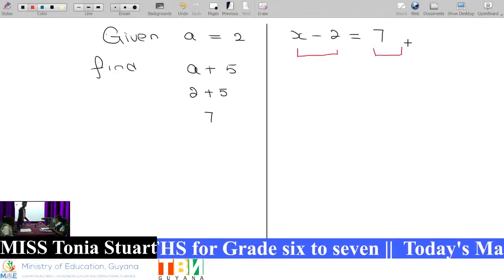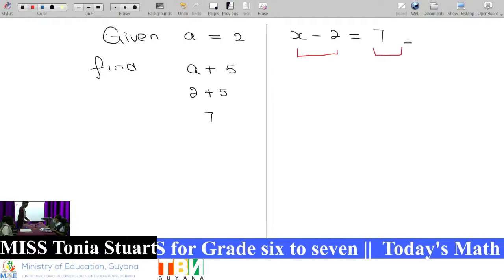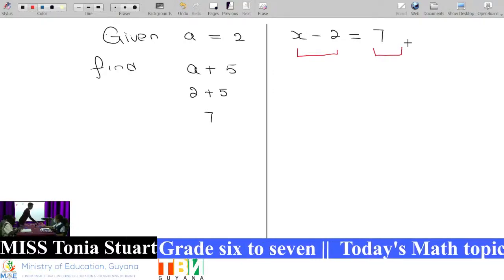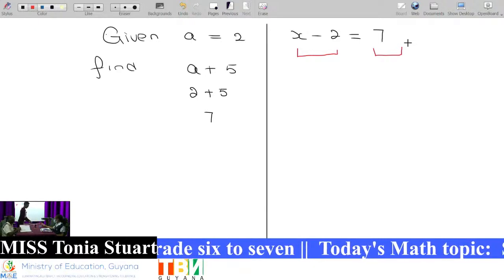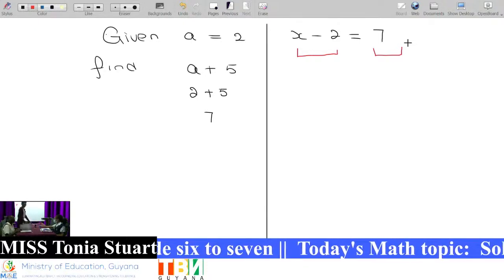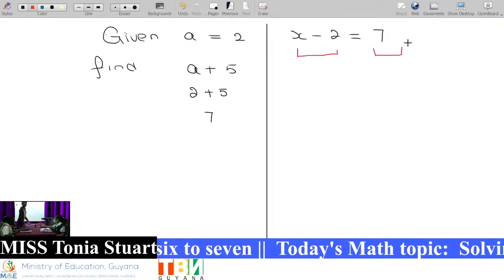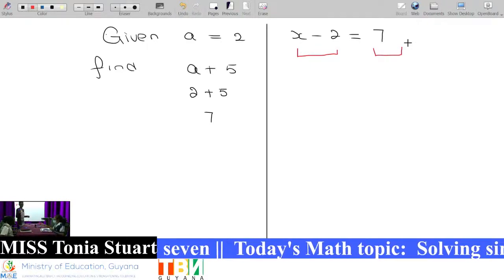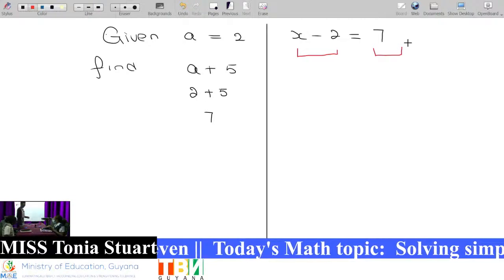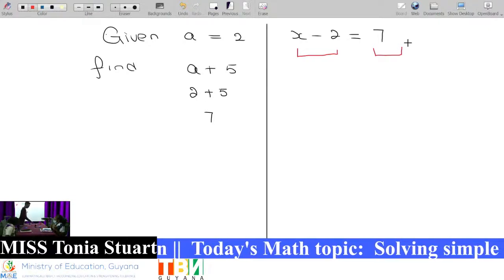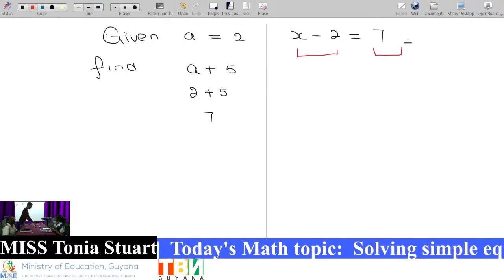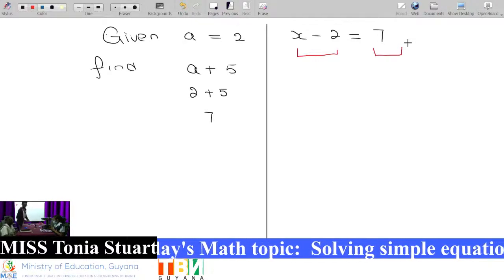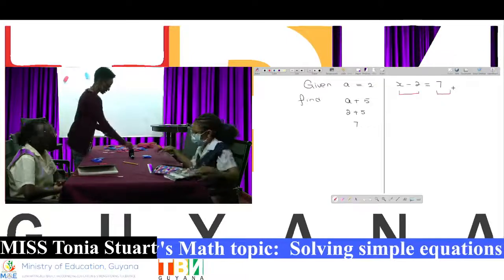And so the blue tiles are our positive tiles. All right, so these tiles are going to represent our unknown variable. So one of these blue tiles would be an x. Right? That would be an x. And we're going to use the red here. So these are our negative tiles.